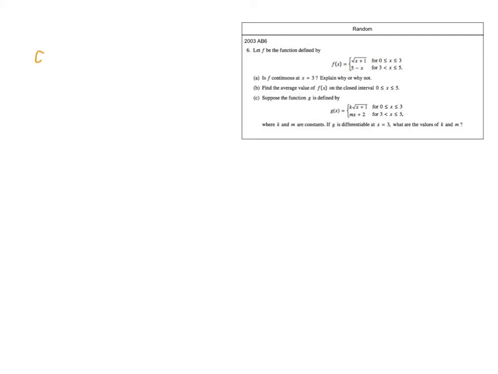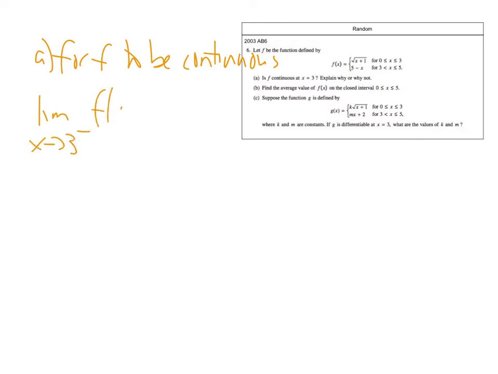So 6a, for f to be continuous, the limit as x goes to 3 from the left of f must equal the limit as x goes to 3 from the right, must equal f of 3.